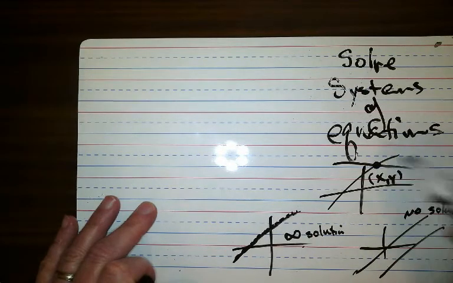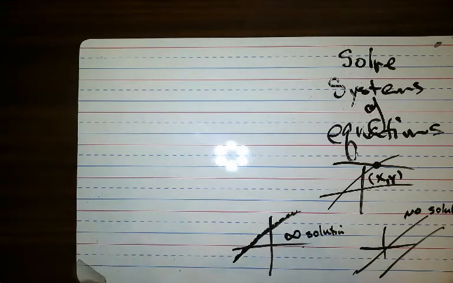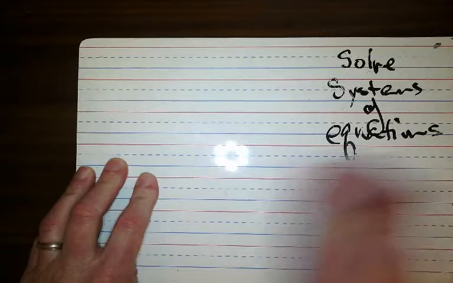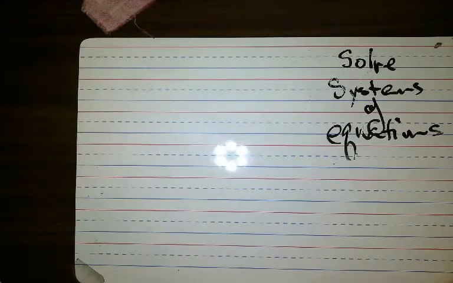So if it touches once, there's one solution. If it never crosses, if the lines are parallel, there's no solution. And if one line's on top of the other, there's infinite solutions. So we want to solve some problems. And we are solving problems by finding, what did I do? We are eliminating, solving systems by elimination.